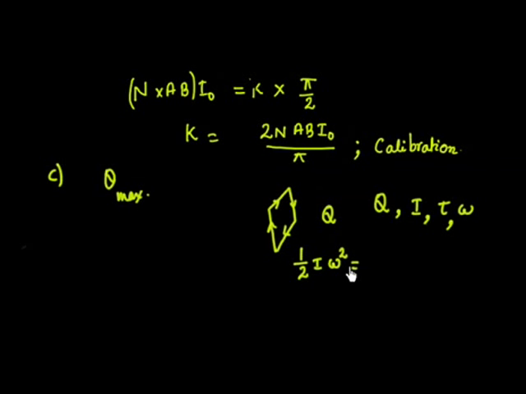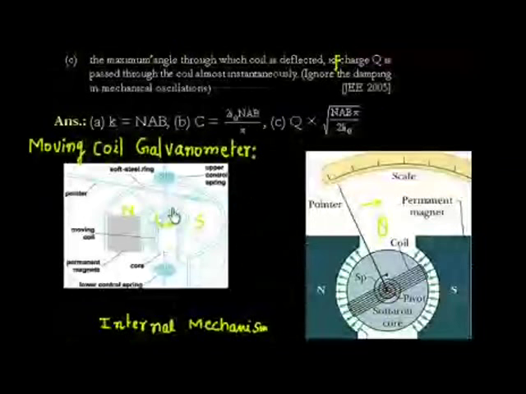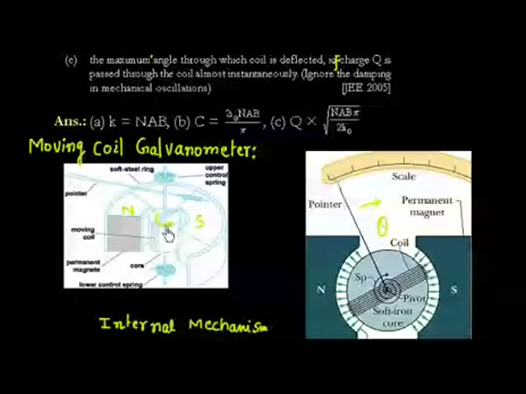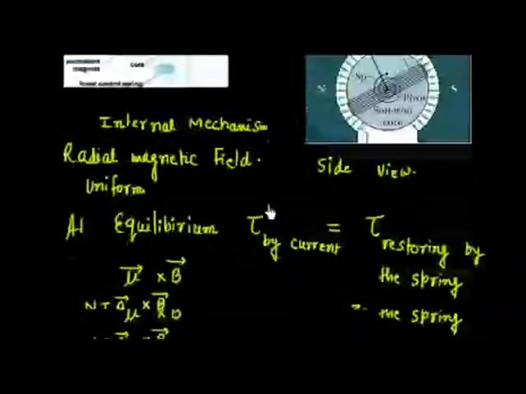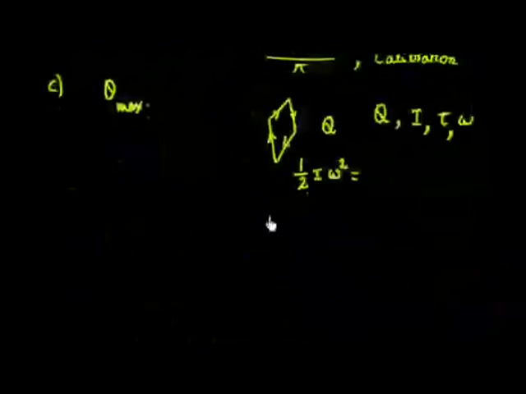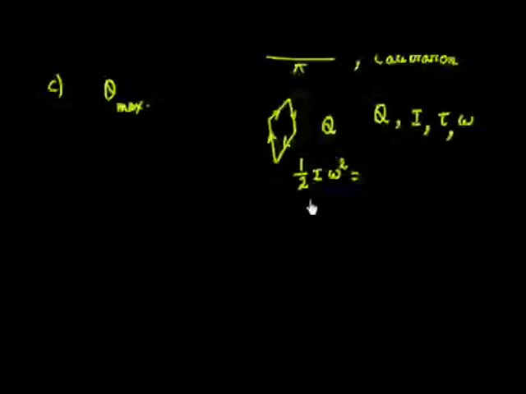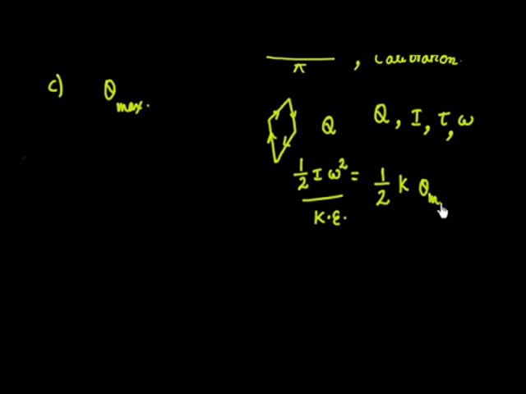Initially this coil will gain an angular velocity omega, and it will try to move in this direction. If this moves, the spring becomes compressed. It will move up to the point where the spring has this total kinetic energy as potential energy. So at the point of maximum deflection, the initial kinetic energy has to be converted into final potential energy, that is half K theta max square. The only thing is we have to find omega.